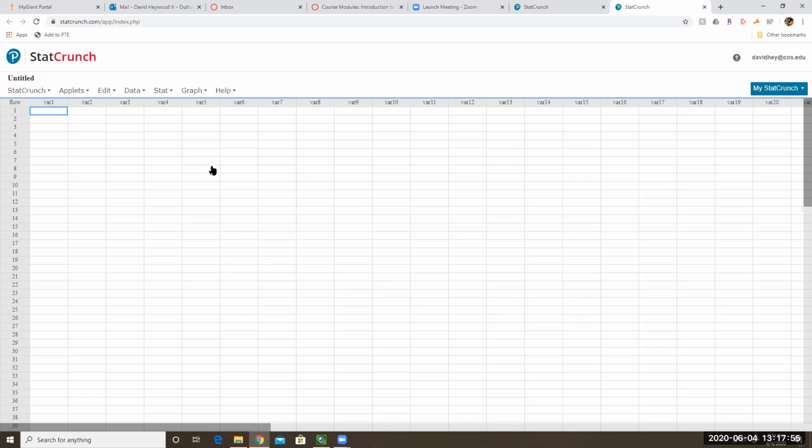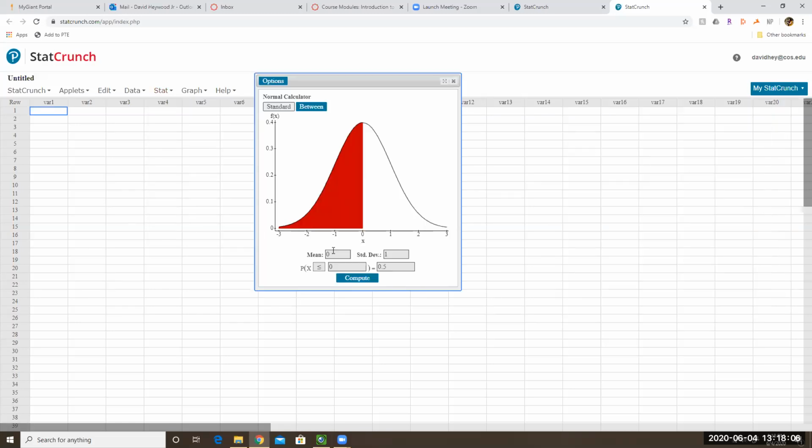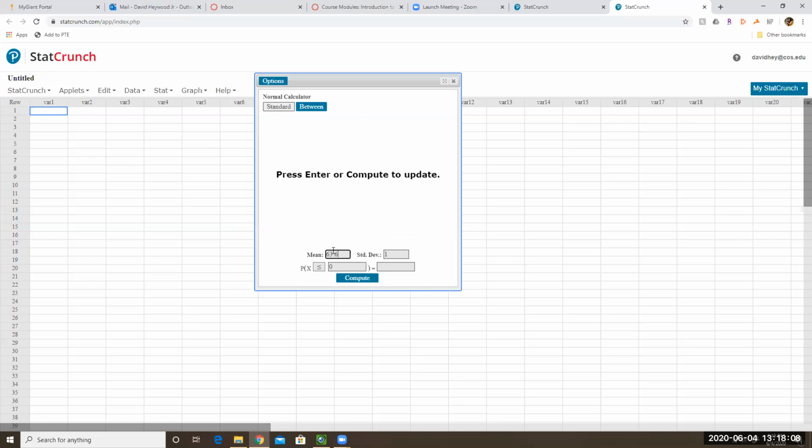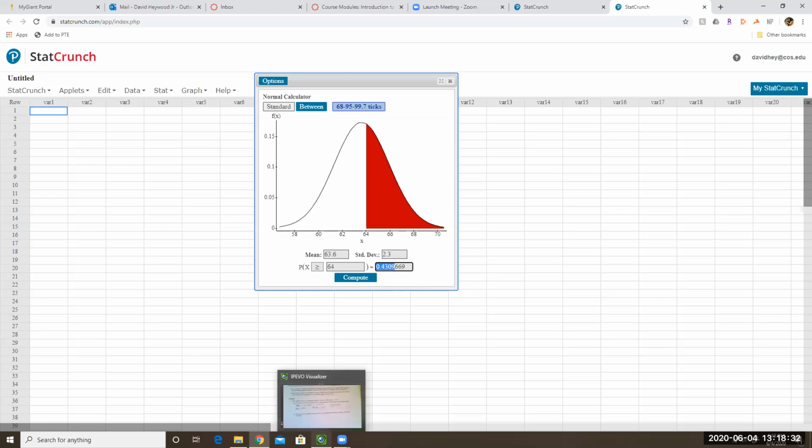Go ahead, give the video a pause and open up StatCrunch if you haven't done so already. In StatCrunch, I'm going to go to Stat, Calculators, Normal, and put in 63.6 for the mean and 2.3 for the standard deviation. Then I'm looking for the probability that x is greater than or equal to 64. There's nothing new about this particular problem. The rounding is kind of interesting though: the 9 has no place to go, so it has to go up to the 10. So we're going to say 0.4310 when we round to 4 decimal places.